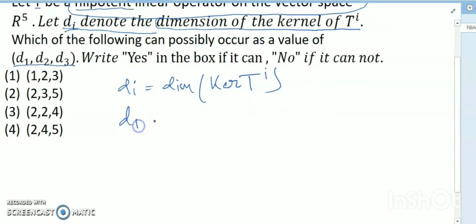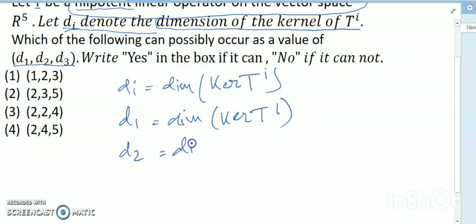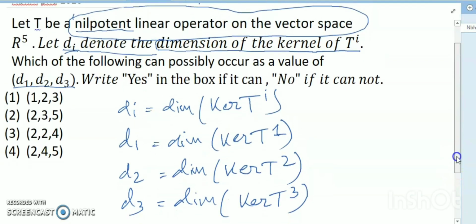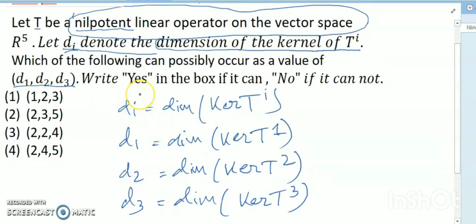So d1 is equal to the dimension of kernel T, d2 is equal to the dimension of kernel T squared, and d3 is equal to the dimension of kernel T cube. This is d1, d2, d3. Now, what is possible?